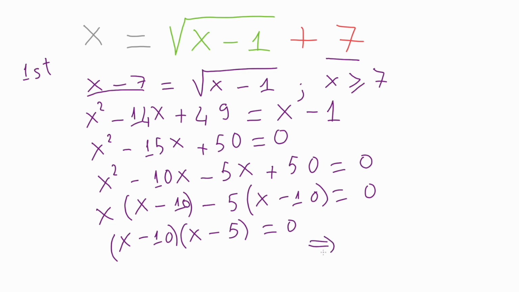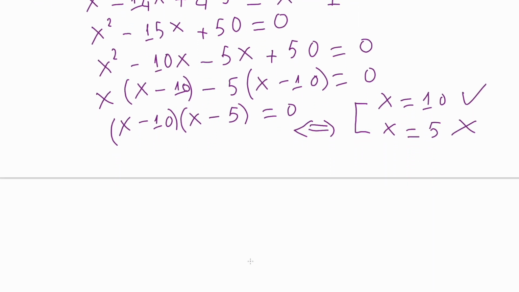And now we can see that the value of x can be 10 or 5. But we have the condition that x must be greater than or equal to 7. So we just select the first one, x equal to 10, and we remove x equal to 5. So that's the first method to solve this equation. Now let's move to the second method.